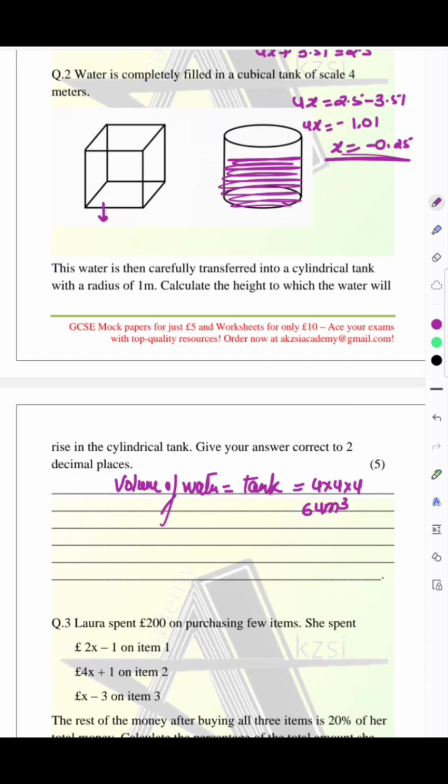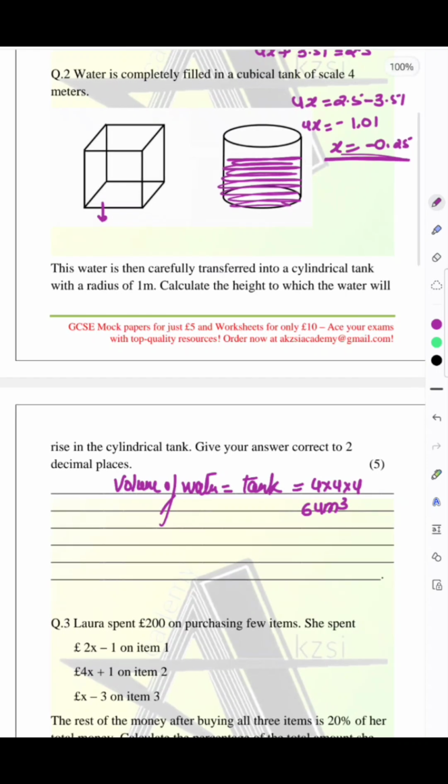Now, as I told you, liquid takes the shape of the container. So now the liquid has taken the shape of this container. This container is cylindrical in shape with height h. Then volume of a cylinder is pi r squared h. That means pi, and radius is given as 1, squared, times h is equal to 64.